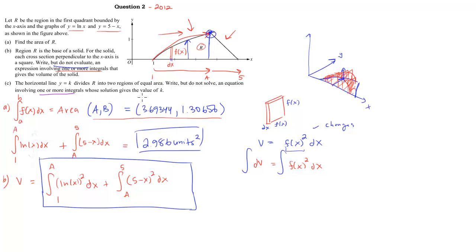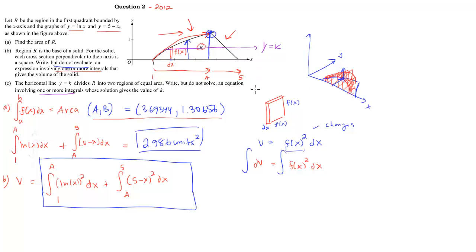So what we're looking for here is a way to find out, there's some line that divides this region in half here. And when you draw that line, y equals k, this area on the bottom here is the same as this area on the top here.